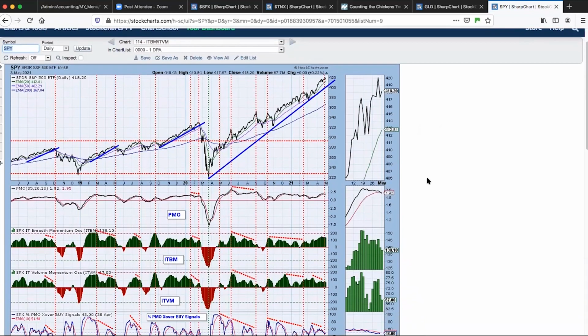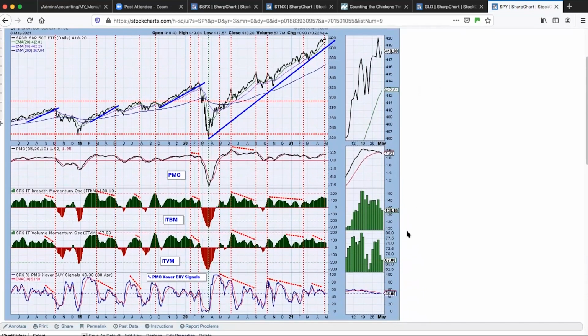And the ITBM and ITVM. ITVM is starting to fall off while the price is going higher. And same for the ITVM. Negative divergence. Yet another. I'm trying to move this thing out of my way that nobody can see.